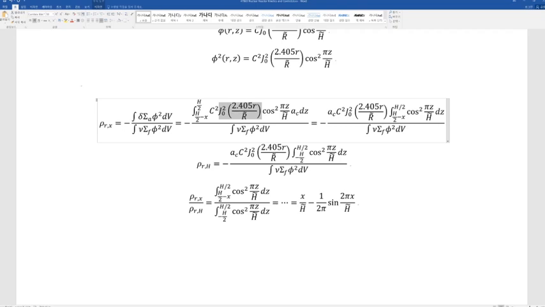So when r equals 0, this Bessel function would become 1. So the change, the ratio, will be given as the J0, is given by this amount of Bessel function.